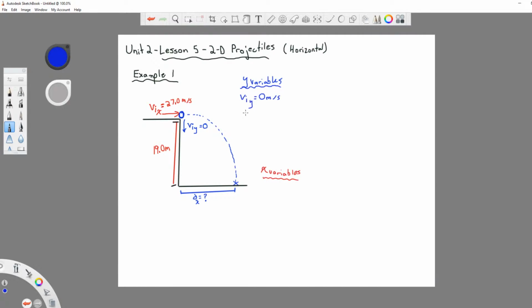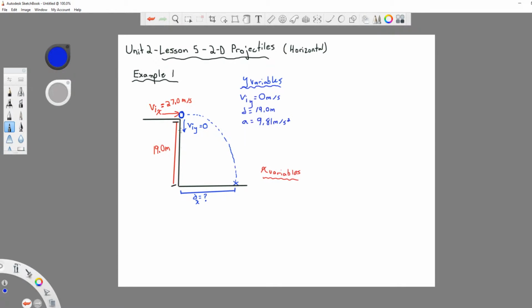Our displacement in the y is equal to 19.0 meters. Okay, that's how far it has to fall. What else do we have in the y direction? We've got acceleration. Acceleration here is equal to 9.81 meters per second squared.